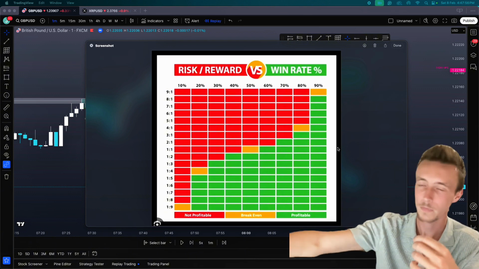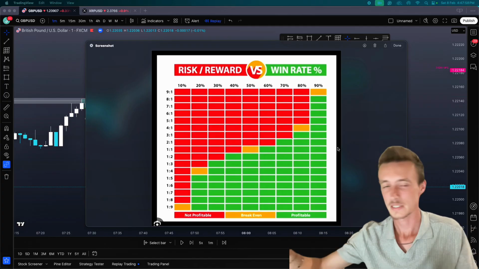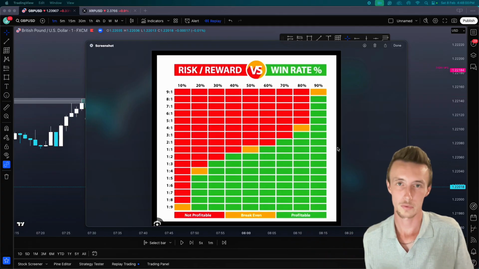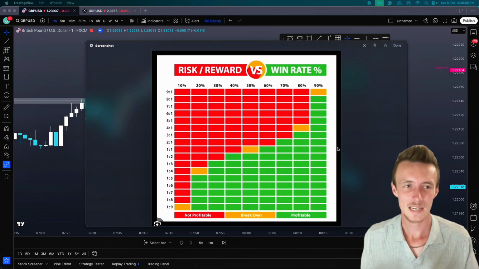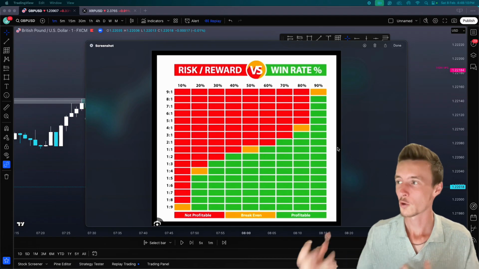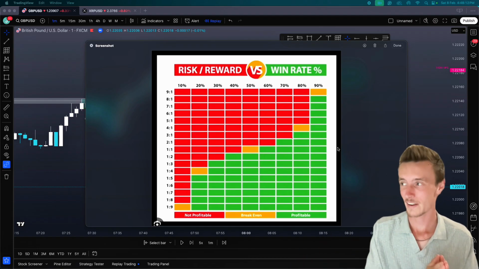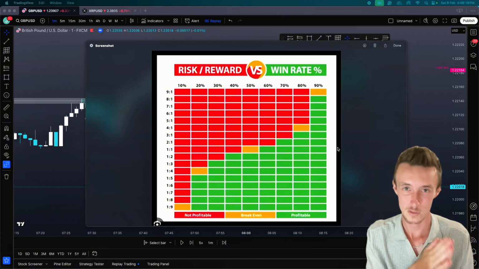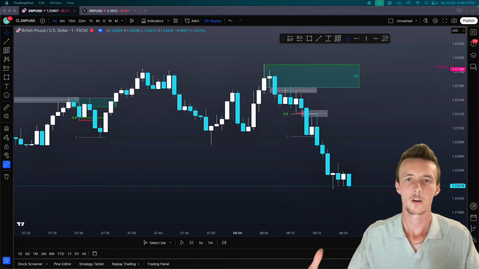So take a screenshot of that if you want. Basically, I just search risk to reward profitability chart. There's a bunch of them. Take a look at them, pay attention to them. Don't get discouraged with a lower win rate, because as long as the risk to reward is correct, you can still be making money. All right, that's the strategy.